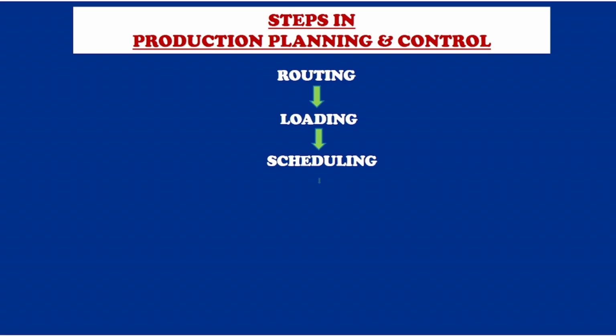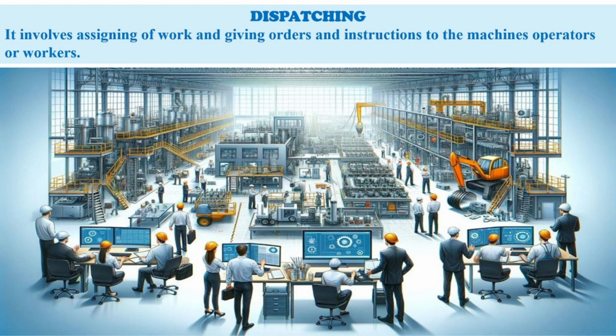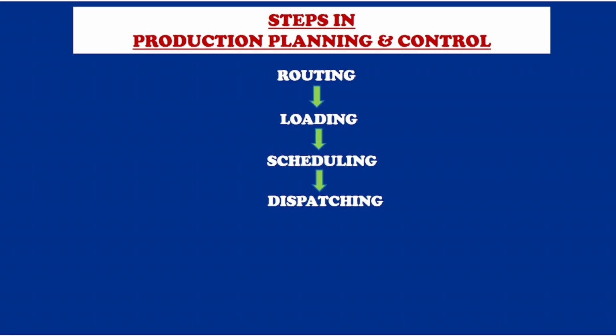Now, the next step after scheduling is dispatching. After preparation of a proper timetable, now it's time to assign the work, give orders and instructions to the machine operators. This is called dispatching. The main objective is to ensure that the workers clearly understand what is expected from them and by what time they must complete the work. Okay? Then we have follow up in the list.